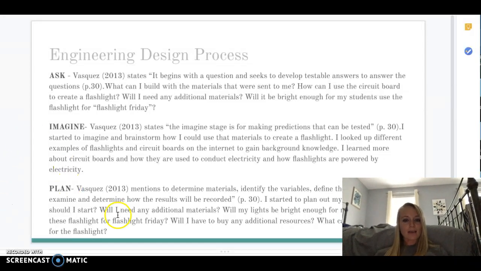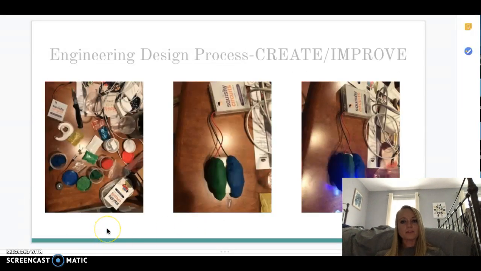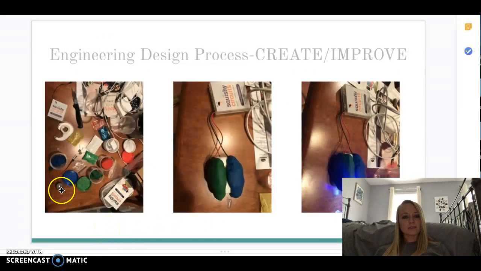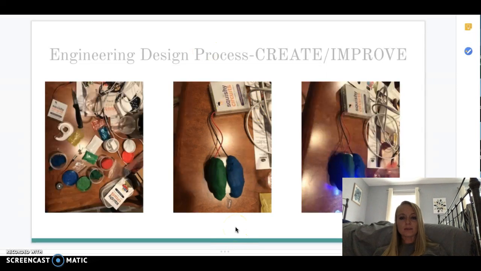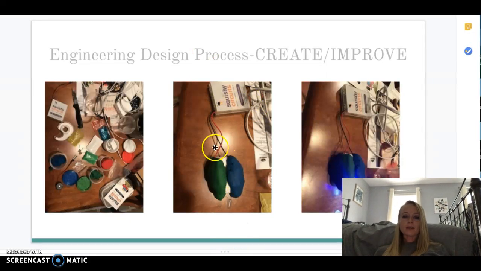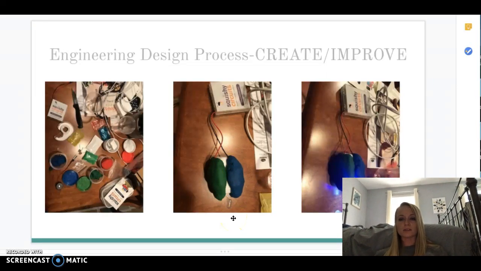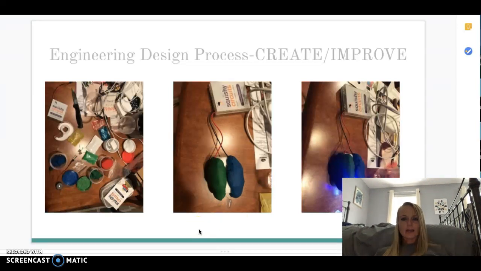So I started to gather my materials, which brought me to the create stage. On the left, you can see my materials. In the middle, I ended up taking 2 pieces of Play-Doh and put them around a white little barrier here, which is used to close the circuit. And I placed the one red wire inside of the green Play-Doh and the black wire inside of the blue.